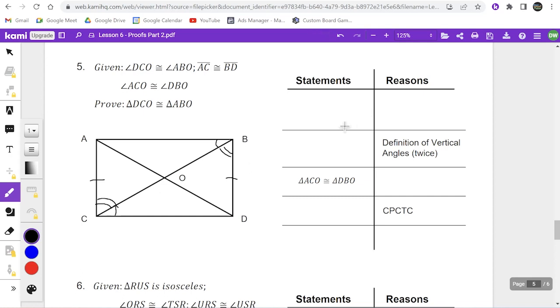So the first thing I'm going to say is for the statements. Can someone tell me what the first statement will be? Given. Yes, the first statement is always the given. We have 3 givens here. Angle DCO, congruent to angle ABO. We have AC is congruent to BD. And then lastly, we have angle ACO is congruent to DBO.